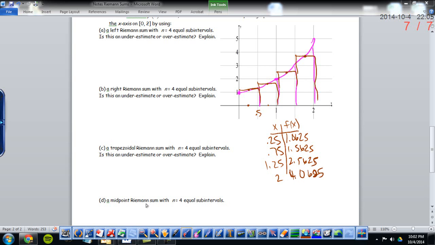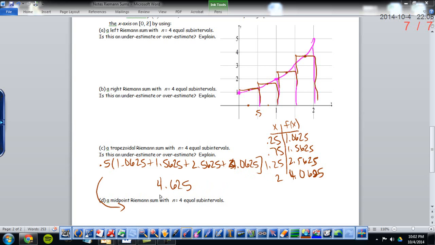All right, so our midpoint, I'm going to write it up here because there's more room. Our midpoint Riemann sum, the length of each rectangle is still 0.5, but now the heights of my rectangle are these values in my f of x column. 0.5625, 2.5625, and 4.0625. And if you type this into your calculator, you're going to get 4.625.